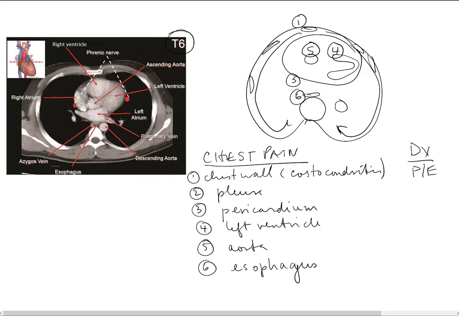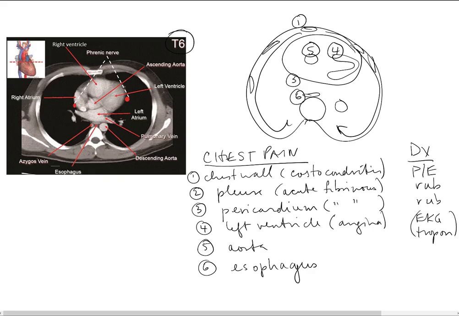When we talk about the pleura, again with pleuritis, it's going to be an acute fibrinous pleuritis. And so again, we're going to use the physical exam because there's going to be a rub. Pericarditis is also going to be an acute fibrinous pericarditis. So again, on physical exam, we're going to have a rub. Left ventricle, this is going to be angina. And so we're going to do both the EKG, because the ST segment is very useful in diagnosing ischemic changes, and we're going to use troponins as evidence of necrosis.